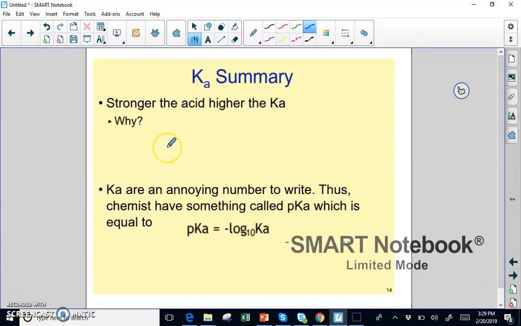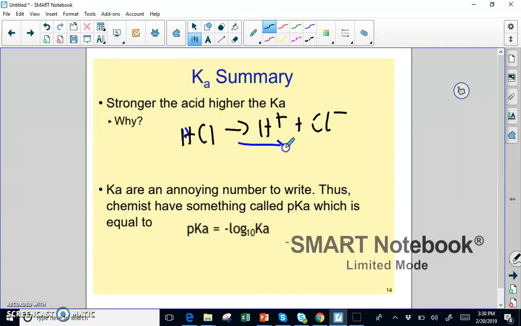So for Ka, the higher the Ka, the stronger the acid. And the reason why that is, remember, if you have a high or a large Ka, the higher the K, it favors the products. So that means if you have an acid-base reaction where we have our acid here, if the Ka is bigger, it's going to favor the products more, and it's going to favor more dissociation. So the bigger the K, the stronger the acid, or the greater dissociation you're going to have.